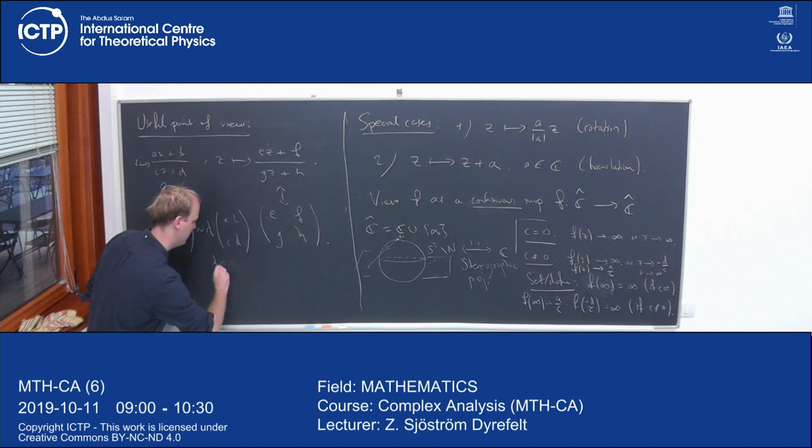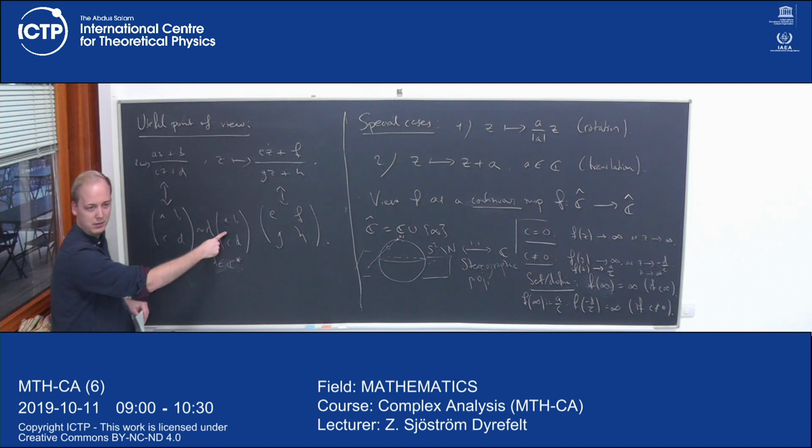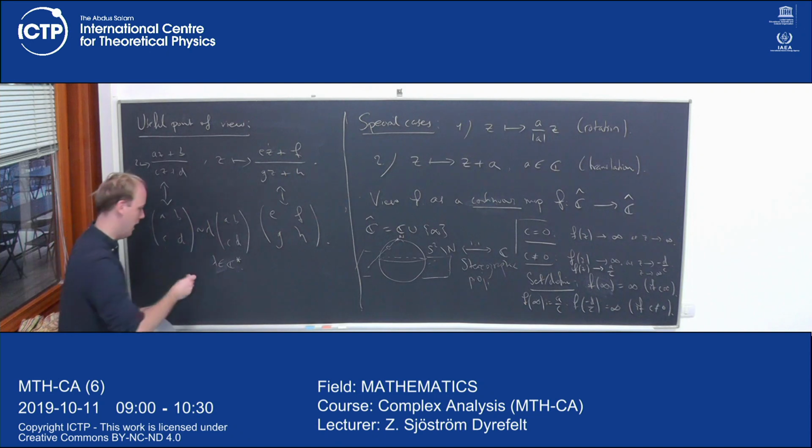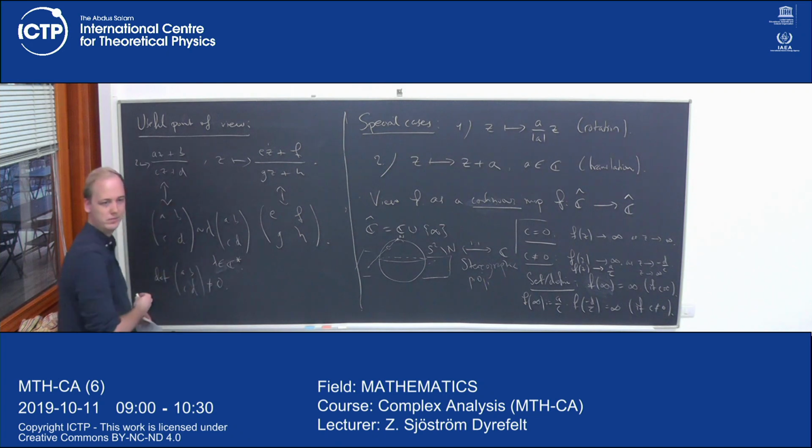So a non-zero complex number. So let me write it like this: lambda in C star. So if you multiply with a non-zero complex number, you get the same Möbius transformation. So really, the set of all such maps that you can get corresponds to matrices, but you have to consider this equivalence relation. Otherwise you have more matrices than maps. It's not one-to-one. And you have to consider that the determinant of this thing is non-zero.